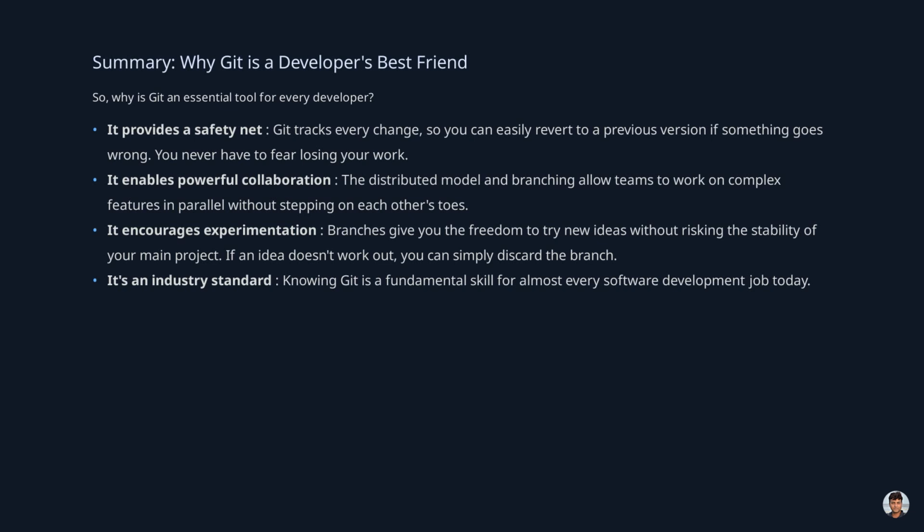Third, Git gives you the confidence to experiment. You can create a branch to try a new idea, and if it does not work, you can throw it away without any harm to the main project. Finally, knowing Git is no longer optional. It is a fundamental skill that is expected in almost every development role today. It truly is the foundation of modern software development.